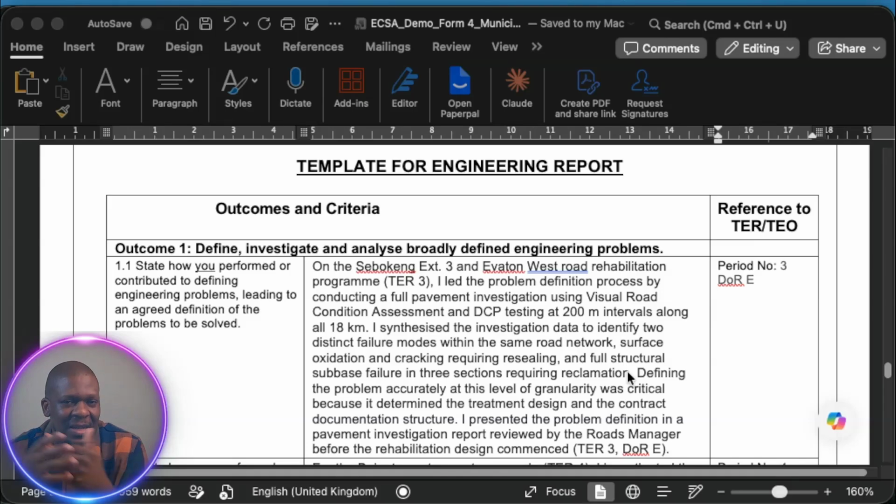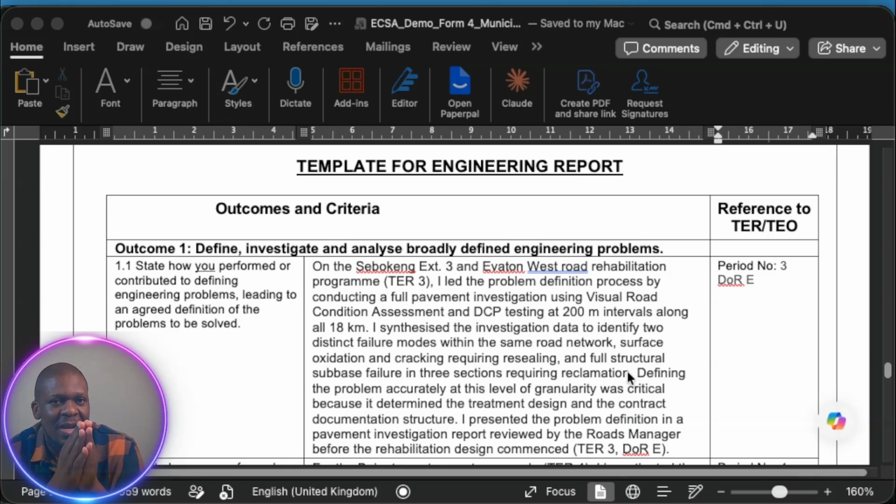The reason why there's a limit, of course, the assessors are not going to count the number of words that you use. However, that is used to restrict you from writing long sentences or long paragraphs. And the limit for each sub-criteria is roughly about 100 words. So outcome 1 says define, investigate, analyze broadly defined engineering problem.